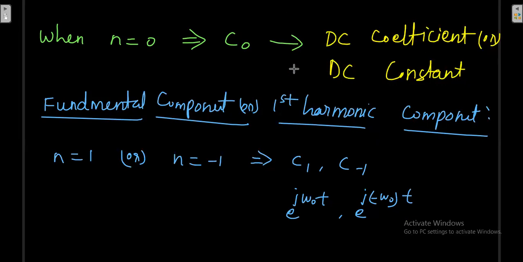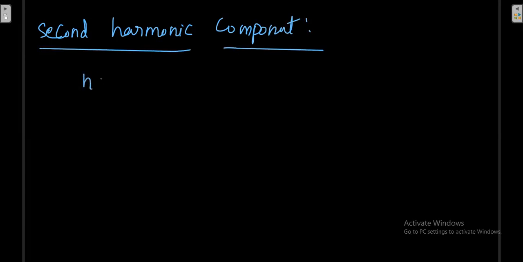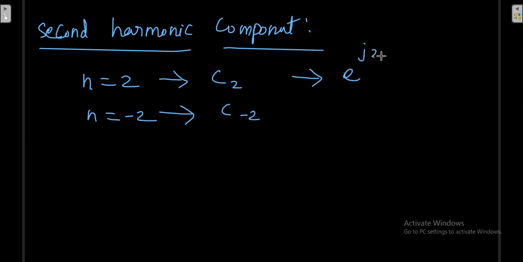Then what about the other components? When you put n is equal to 2 or n is equal to minus 2, we get the second harmonic component. When n is equal to 2, you get C2, and when n is equal to minus 2, you get C minus 2. The corresponding components are e power j 2 omega naught t and e power j minus 2 omega naught t. This is called the second harmonic component because it has twice the original fundamental frequency, whereas the time period reduces by half.